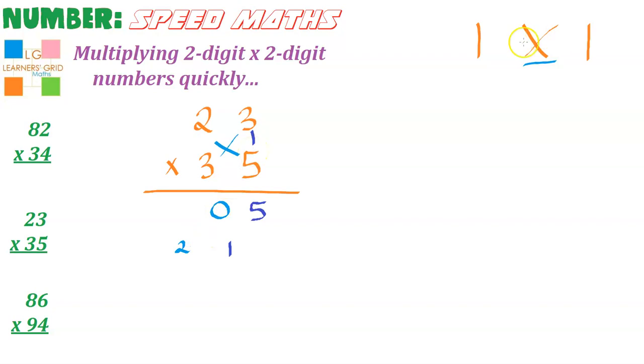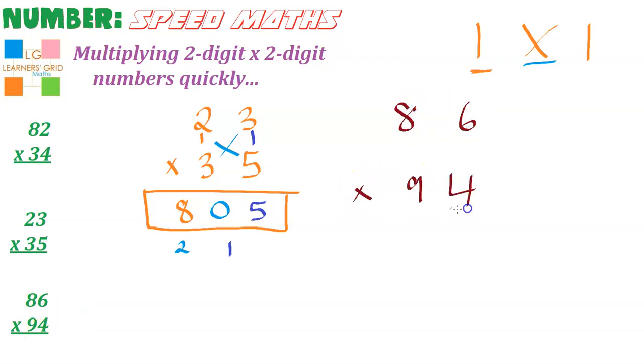And the last step is up and down, just like that. 3 times 2 is 6, plus 2 is 8. And that's the final answer. And let's do the last one, is 86 times 94, okay? And let's do our steps.